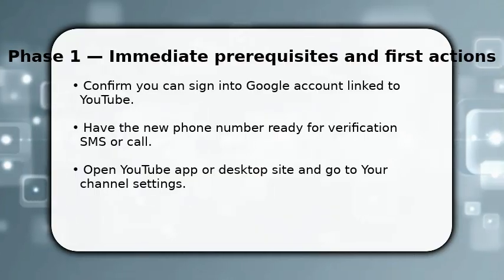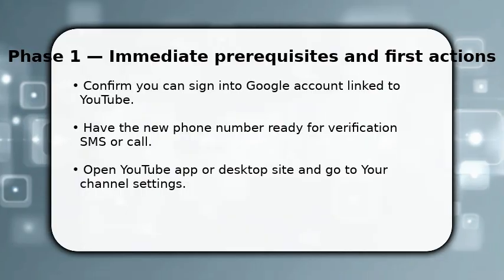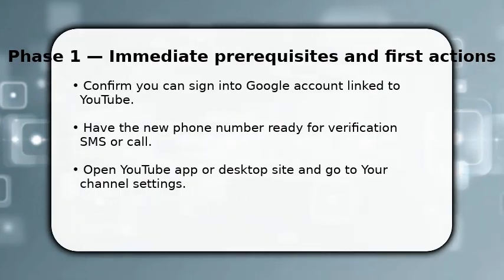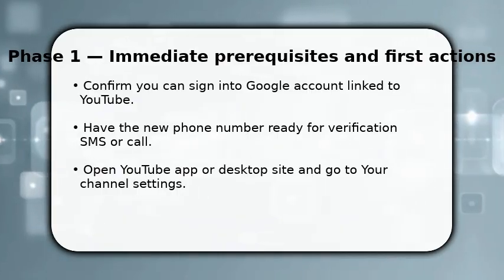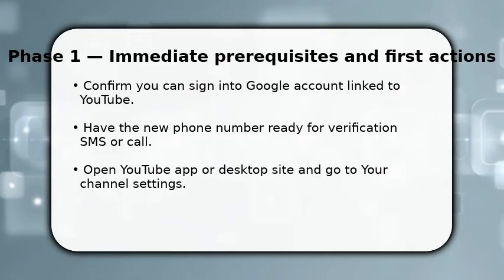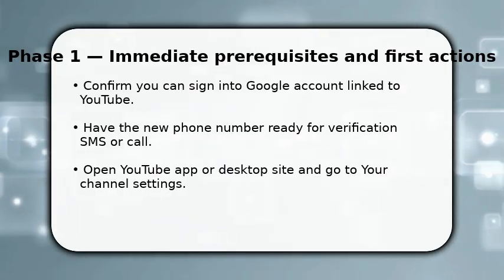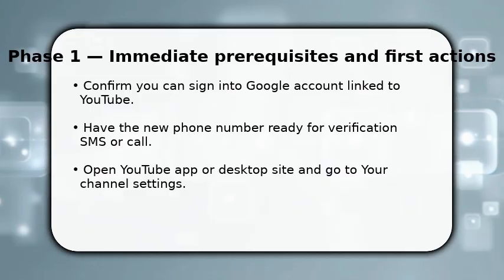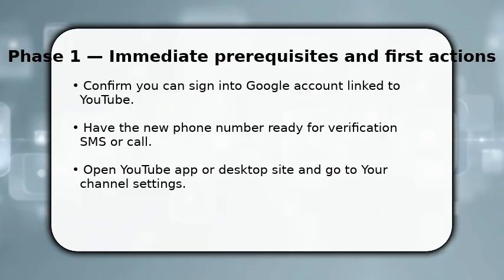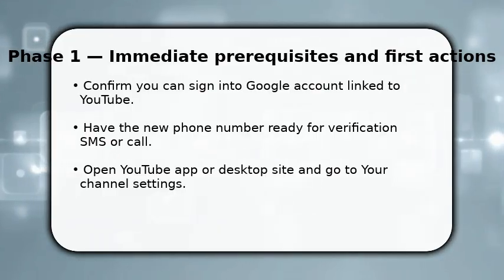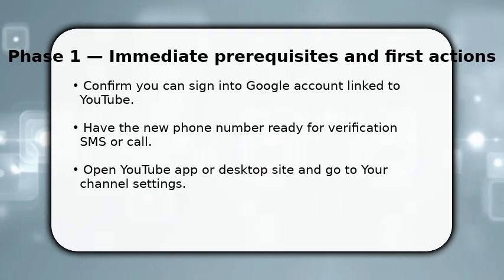You start by confirming access to the Google account that owns your YouTube channel. This is essential because the phone number links to account recovery and verification. Once signed in, open YouTube and navigate to Settings, not the video editor, but Account or Channel. Make sure your new number is with you for a verification code. If you have two-factor authentication, expect an extra step.